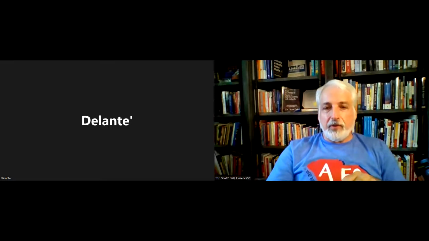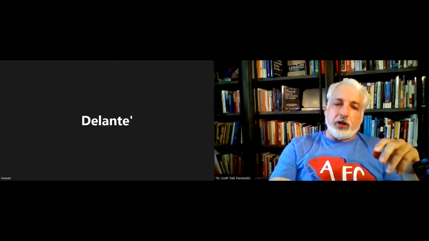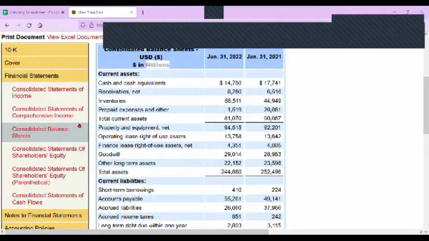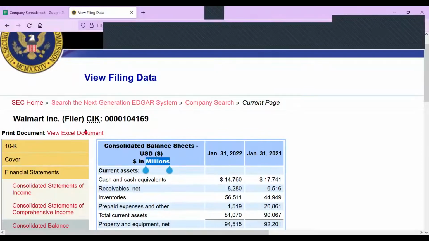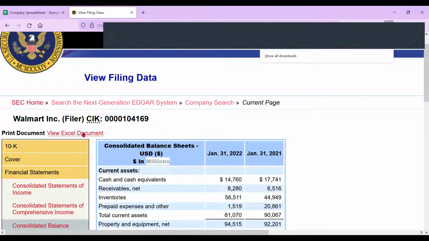So now let's go through, and I'm going to go back to Edgar, and I'm going to go one step further from this financial statement stuff. I'm going to point out this View Excel document. This View Excel document, I'm going to click on it, and we're going to get tabs for a statement of income, tabs for comprehensive income. So if I go View Excel document, you're going to want to do this.